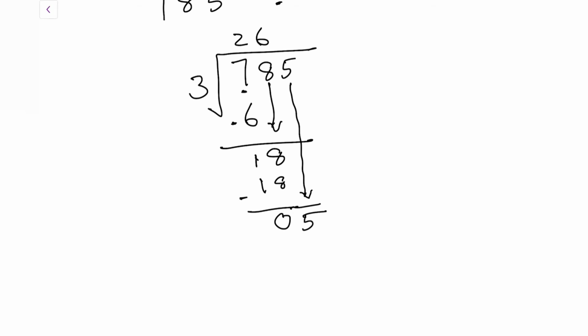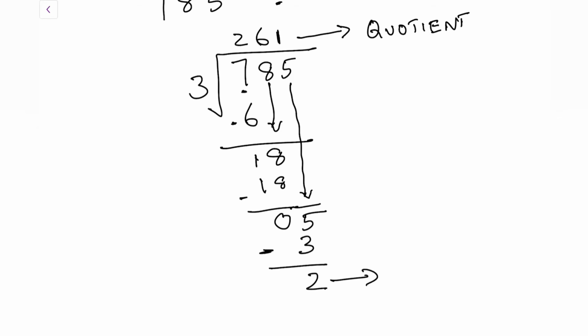And then 3 into what is 5? 3 ones are 3 is the number that is closest to 5. 5 minus 3 is equal to 2. As you can see, 261 is your quotient and 2 is your remainder.